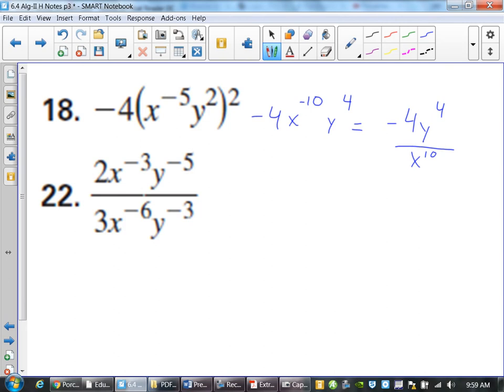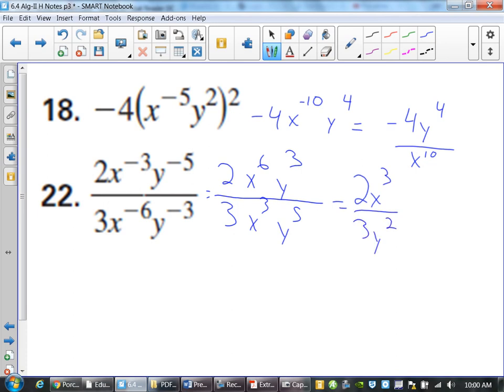On the second one, you'll notice that the 2/3 cannot be simplified, so you just write down 2/3. And then what I would do before I try to simplify anything, make everything happy. X to the 6th, y to the 3rd, x cubed, y to the 5th. Then play your game of war. You should have gotten 2x to the 3rd over 3y squared.